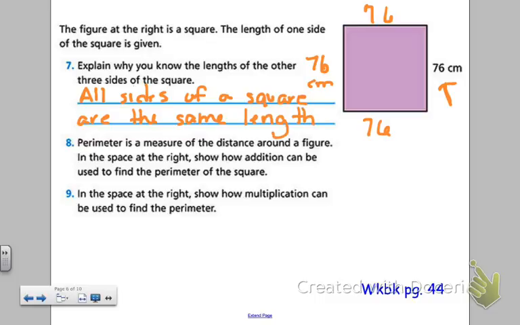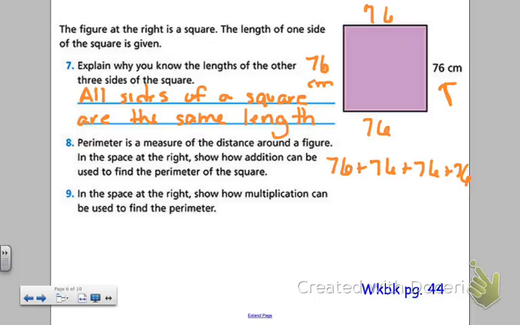So now that we know all the sides are 76, let's talk about perimeter. Perimeter, you know, is the measure of the distance around a figure, the length all the way around the figure. So in the space at the right, show how addition can be used to find the perimeter of the square. Well, just like with rectangles, you can just add up all your sides. So I would have to do 76 plus 76 plus 76 plus 76.